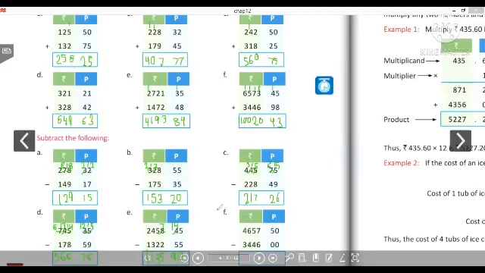This F you will do it on your own. This is your homework. Now let's look at the word problems.